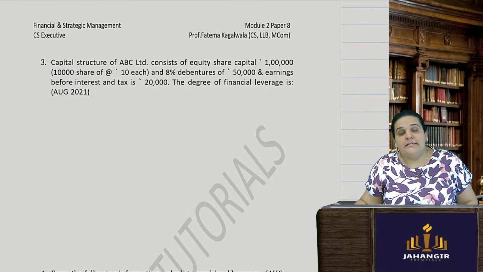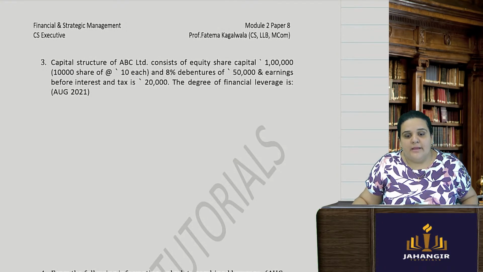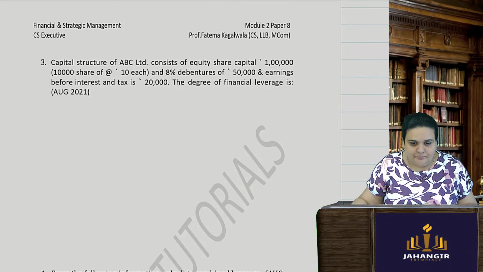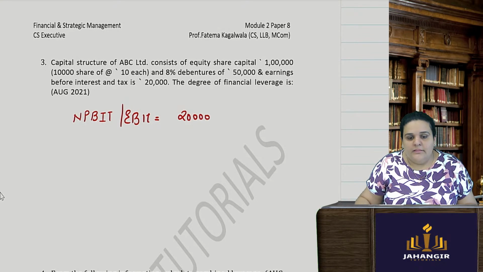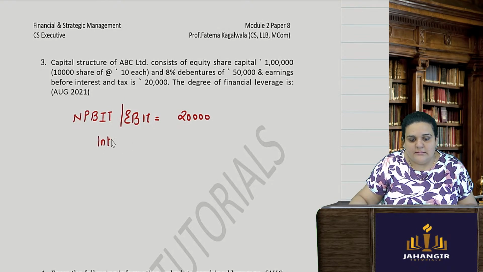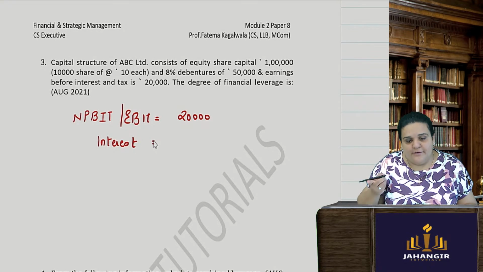Capital structure of ABC Limited consists of equity share capital, rupees 1 lakh. They have 10,000 shares of rupees 10. Very good. Then they have 8% debentures of rupees 50,000 and earnings before interest and taxes 20,000. The degree of financial leverage is, okay, now they have given me NPBIT, earnings before interest and tax, which is 20,000. They've also given me my equity share capital. They're also telling me debentures. I am interested in my interest because I want to find degree of financial leverage.